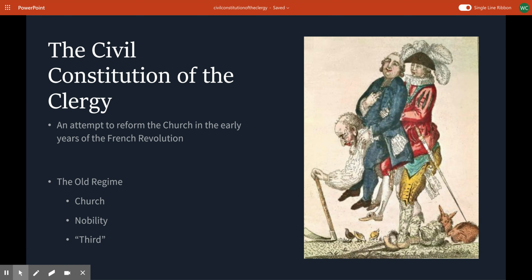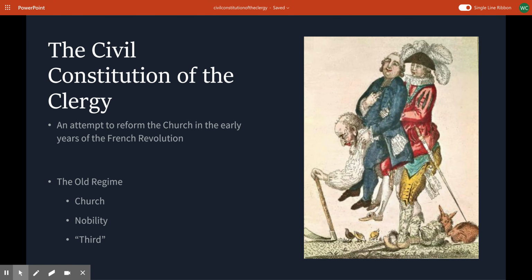So, let's review real quick. The old regime was French society before the revolution. We have the French divided in three parts. The first estate being the church, the second estate being the nobility, and the third estate, which was everyone else. You can see that the first and second estates in this picture are riding the third estate. The French Revolution is partly about getting these guys off the third estate. But as the revolution becomes more radical, it's going to be more about the third estate doing a little bit more than that to the other two.